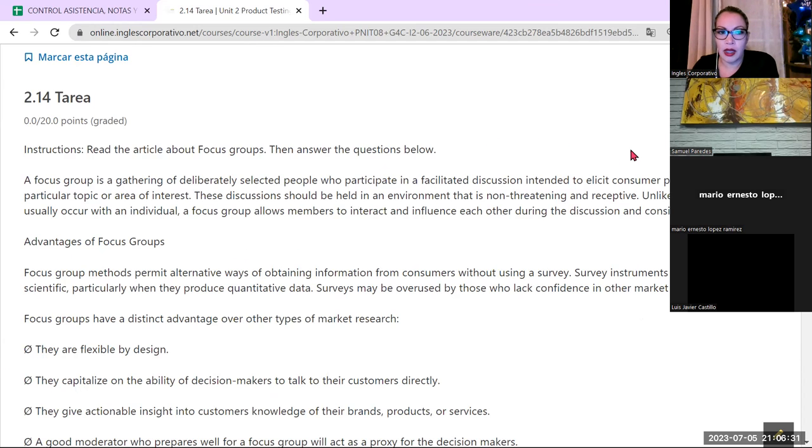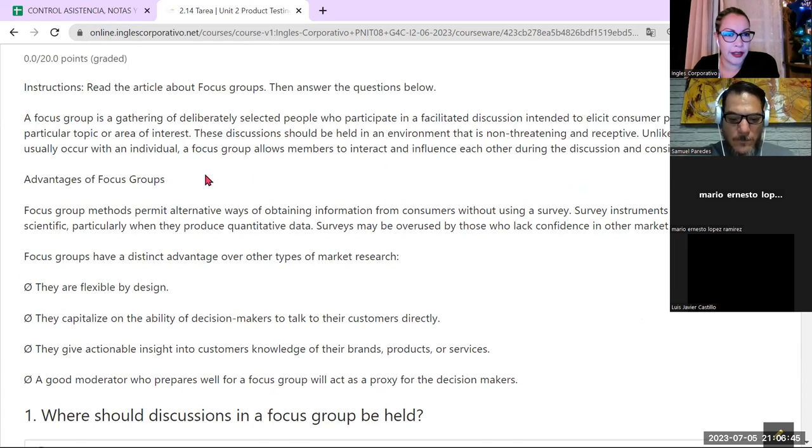A focus group is a gathering of deliberately selected people who participate in a facilitated discussion intended to elicit consumer perceptions about a particular topic or area of interest. These discussions should be held in an environment that is non-threatening and receptive. Unlike interviews, which usually occur with an individual, a focus group allows members to interact and influence each other during the discussion and consideration of ideas.